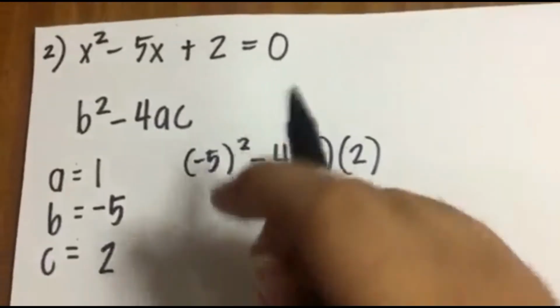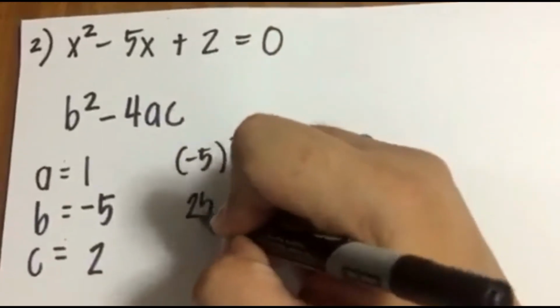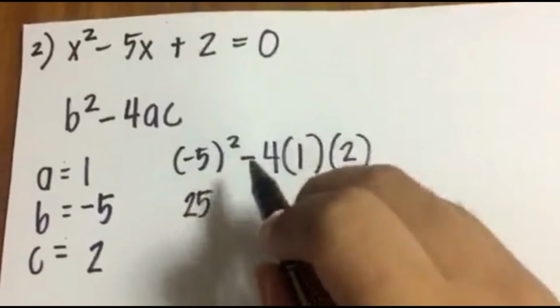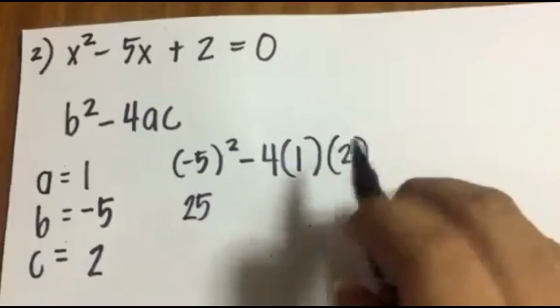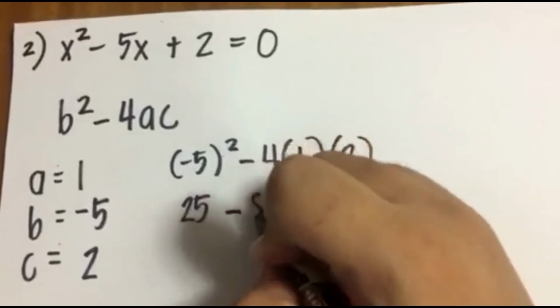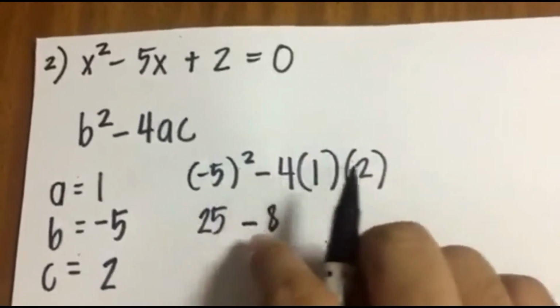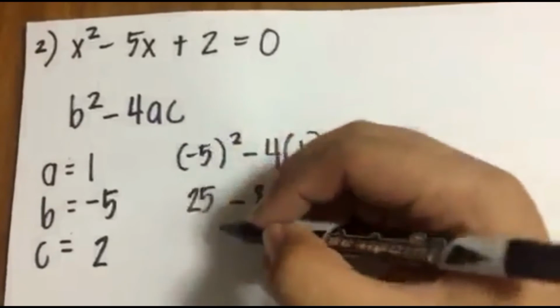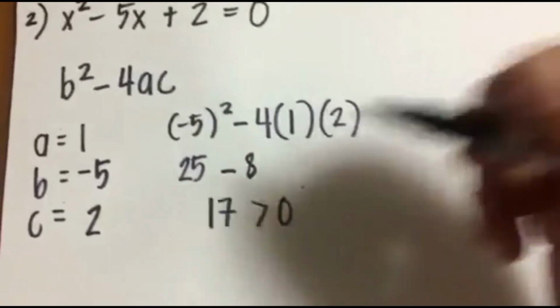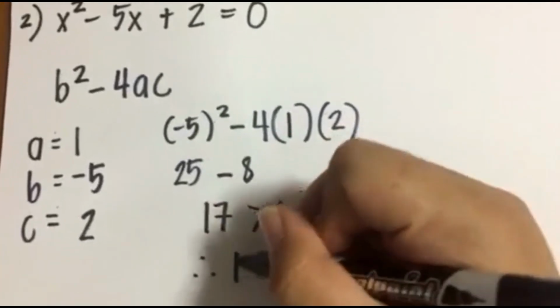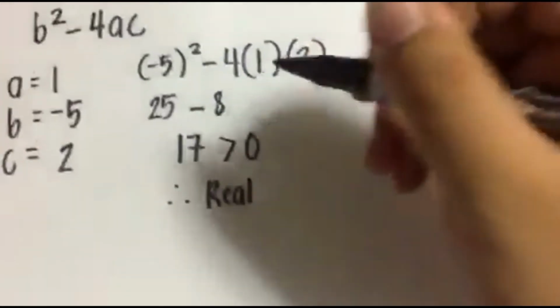Negative 5 squared is positive 25. Negative 4 times 1 is negative 4, times 2 is negative 8. 25 minus 8 would give you 17, which is greater than 0. Therefore, the nature of the root is real and distinct.